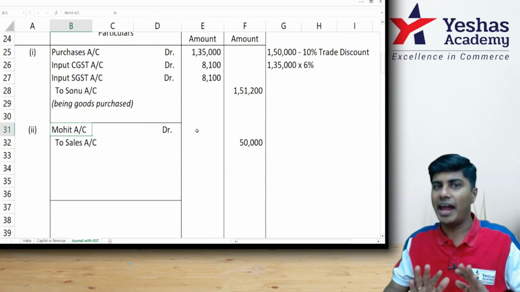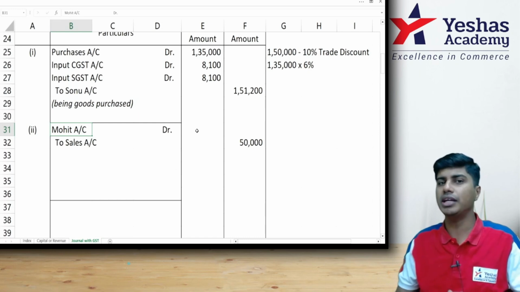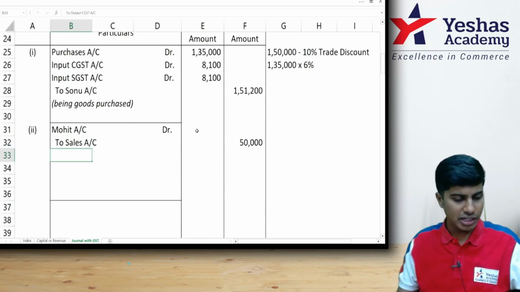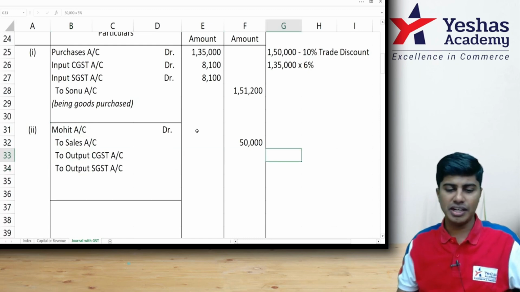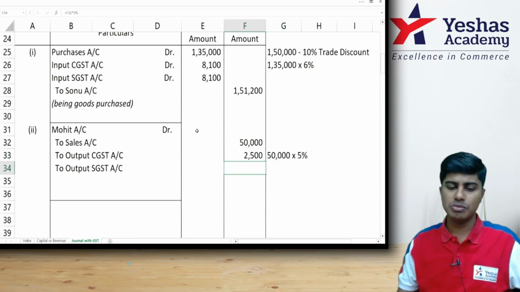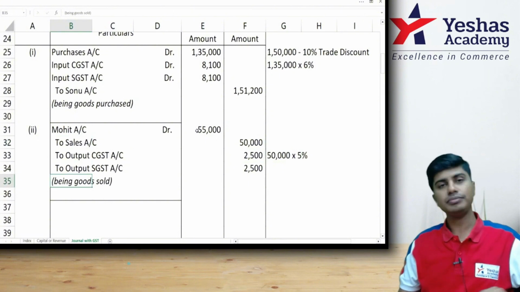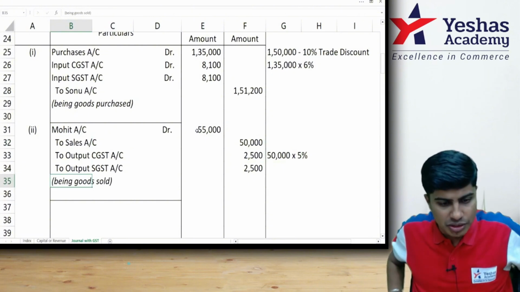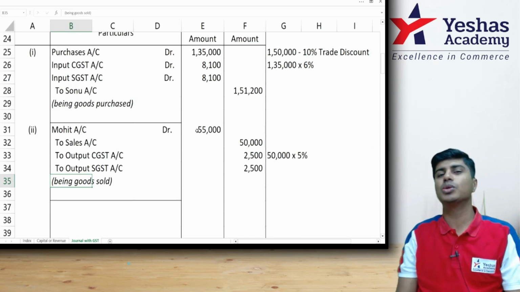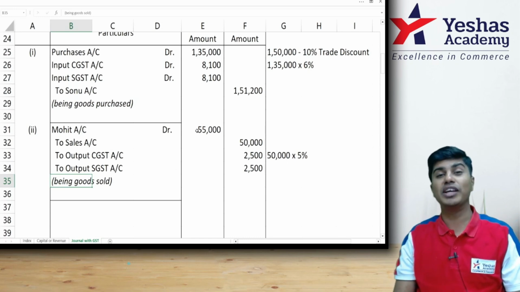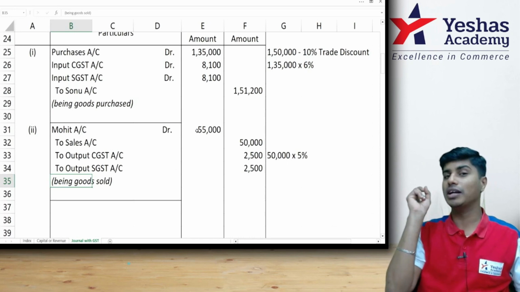When I collect it, it acts like my liability because I have the responsibility to pay it to government. So let me write here output CGST and output SGST. This is at the rate of 5% of 50,000, which comes to 2,500 each. Totally Mohit now owes me 55,000, of which 50,000 is for the goods, 2,500 for CGST, 2,500 for SGST, together 5,000 rupees that he pays to me towards GST. I will pay it to the central government in Mohit's name.